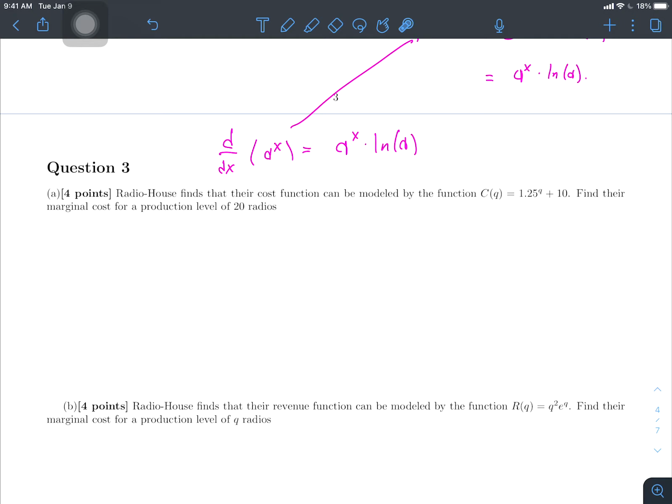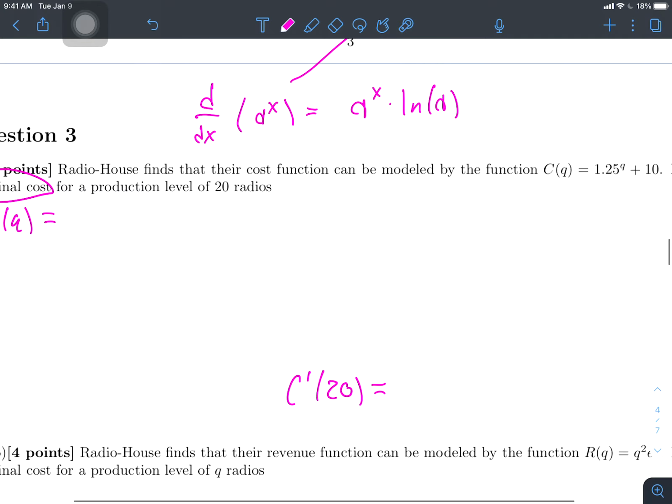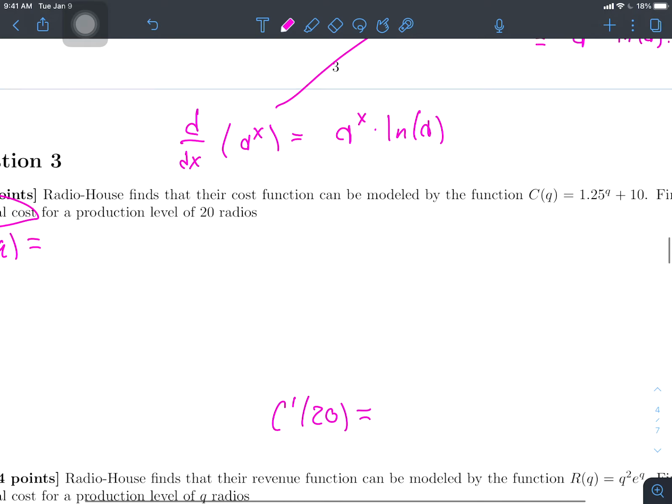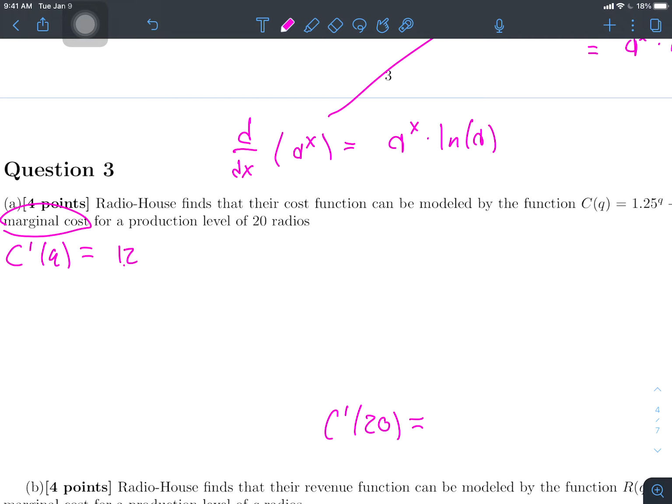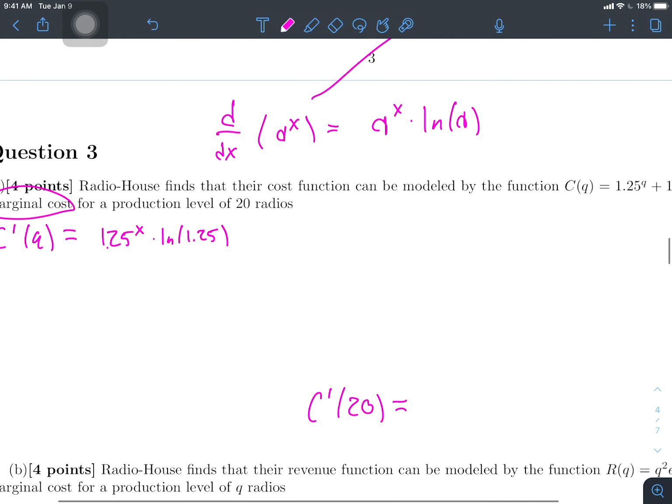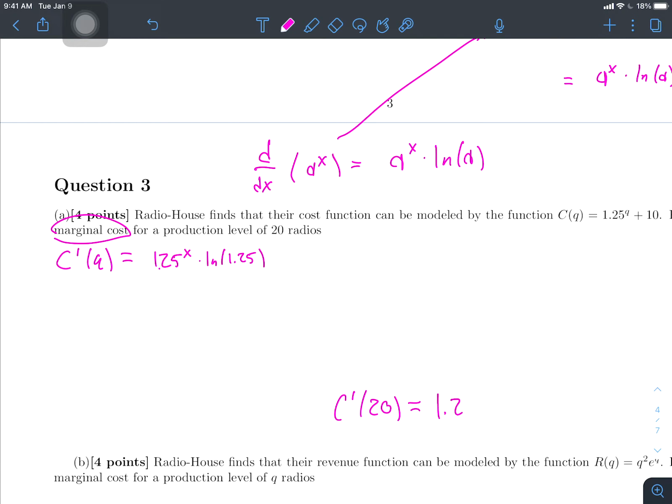Okay, so that's how you can remember how to do that derivative, which is what we're going to need to do here, because marginal cost is just the derivative. If they say at a production level of 20 radios, they're asking us to do c prime of 20. That's our goal. So first we need to get c prime of q, where the 10 is going to go away, and we're going to use our a to the x rule. We get 1.25 to the x times ln of 1.25. So if we want c prime of 20, we just plug in 20: 1.25 to the 20th power times ln of 1.25.